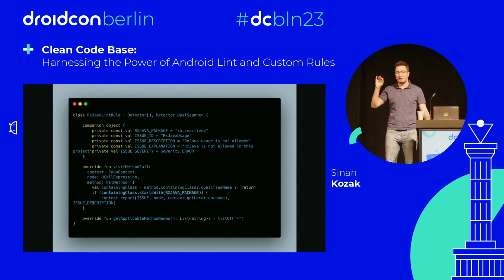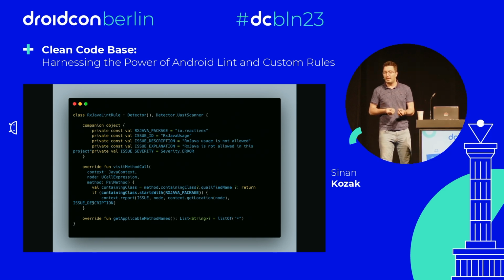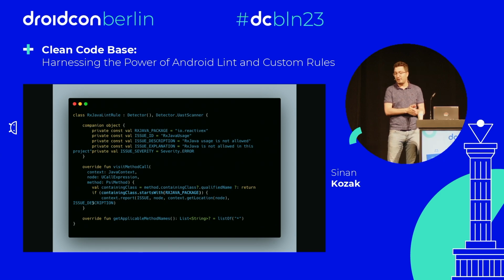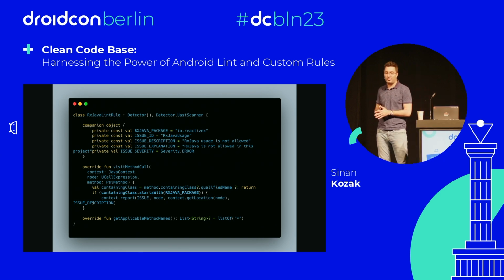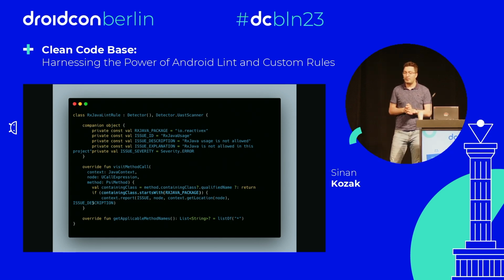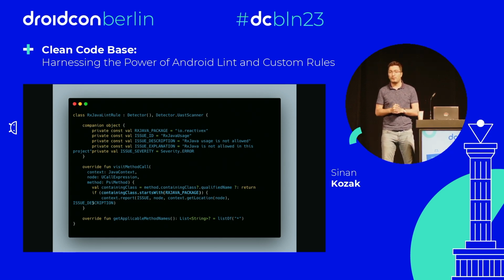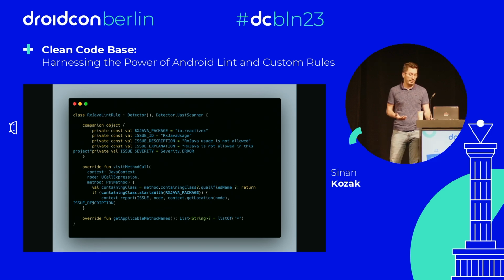This is a cleaned-up version of it, but the idea is simple. It just looks at the containing class of the method being called and checks if it's a package for RxJava. If it is, we report it, because this is something we would like to prevent. But you can also imagine using this for enforcing your own design system or any other framework that you have in-house.